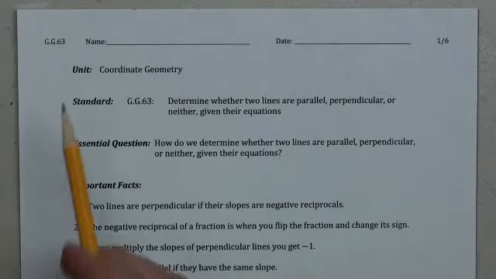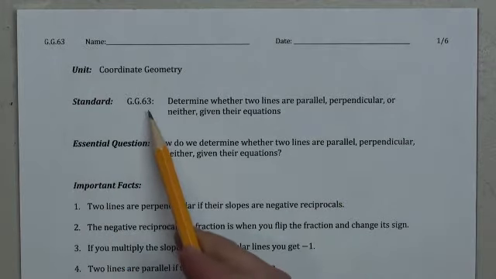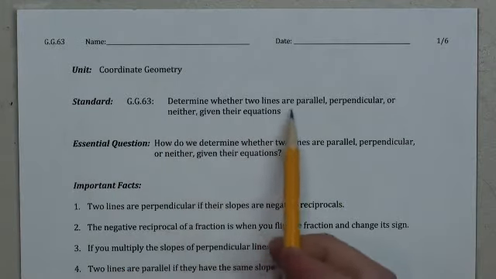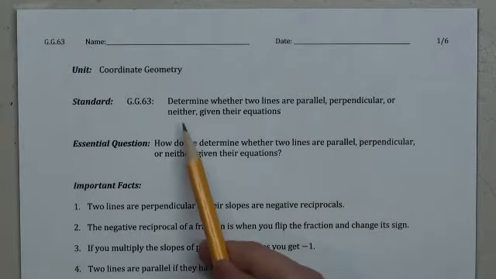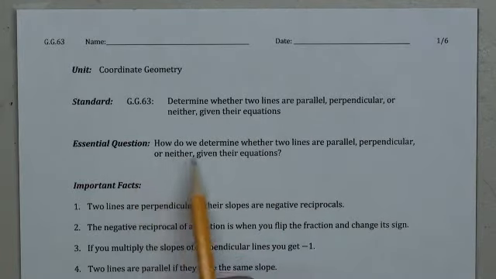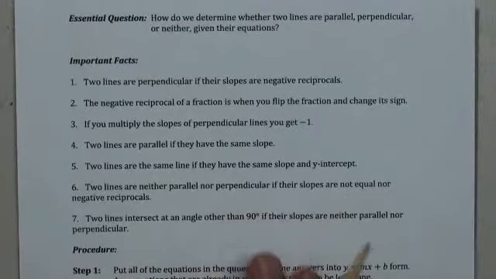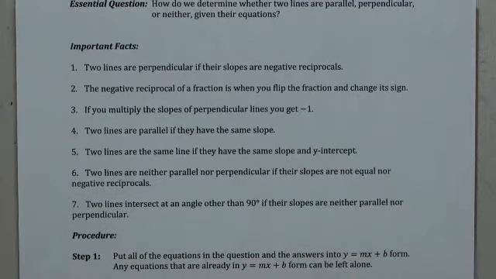Alright, so this is standard GG63. It's in the coordinate geometry unit. The standard says determine whether two lines are parallel, perpendicular, or neither, given their equations. So our essential question is, how do we determine whether two lines are parallel, perpendicular, or neither, given their equations? We have 7 important facts to cover.